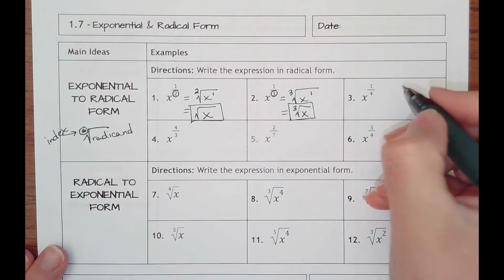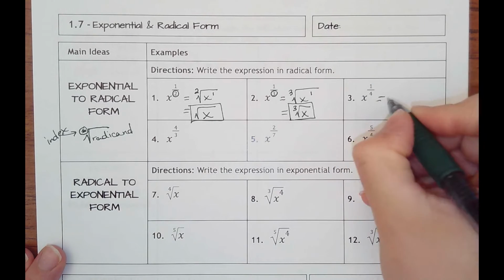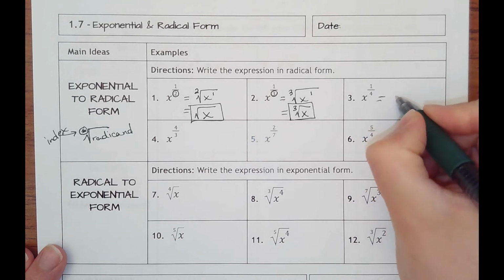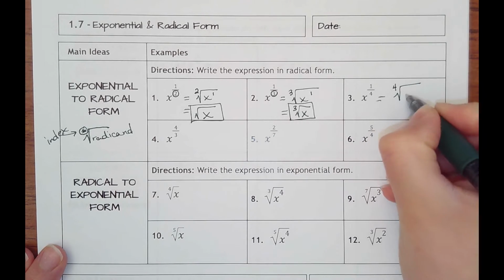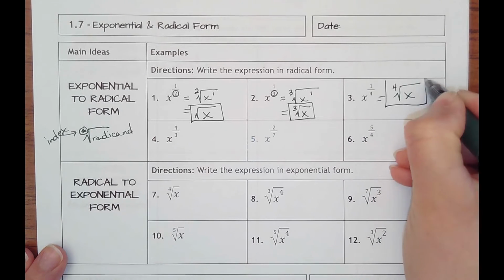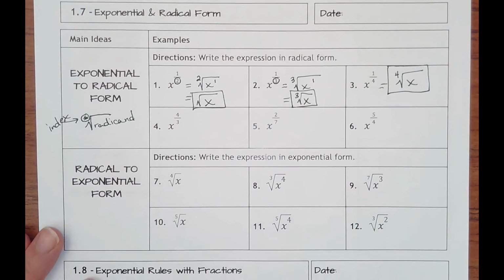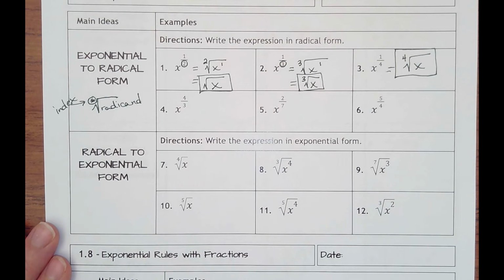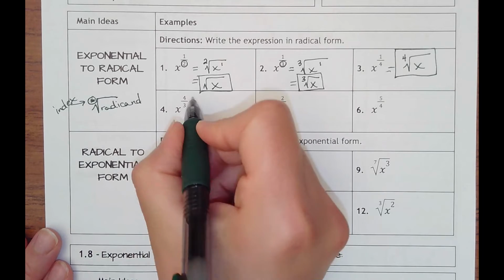All right, number 3, hopefully you're getting the pattern. Since this is x to the 1/4, this will be a 4th root of x. So it should become really fast and really automatic. All right, but what if our numerator is not just a 1? What if it's a different number?